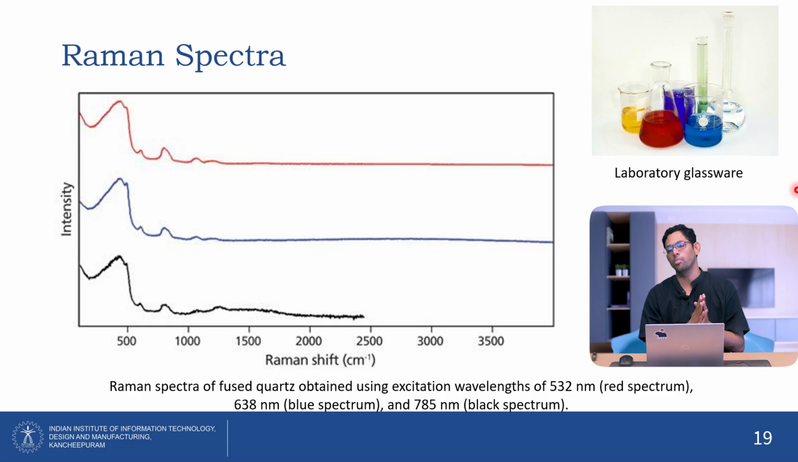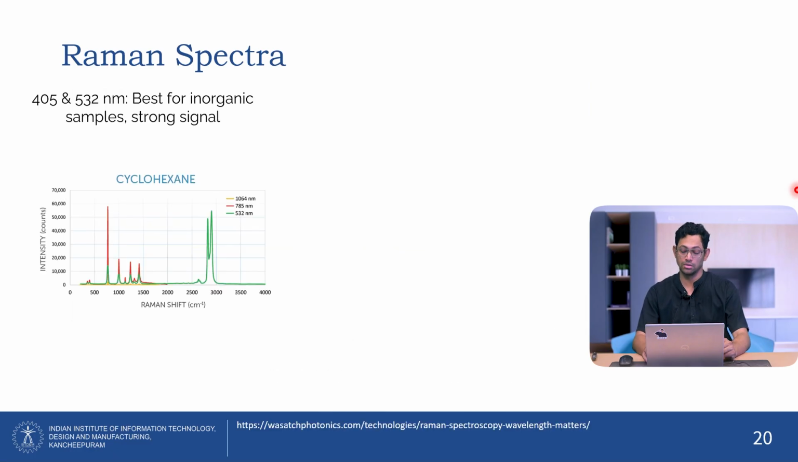So it's very important that you remove that. You do the experiment only with the cuvette and see what the Raman spectra is, then you remove that Raman spectra from the analyte Raman spectra.